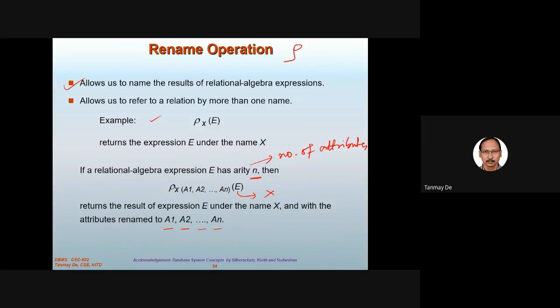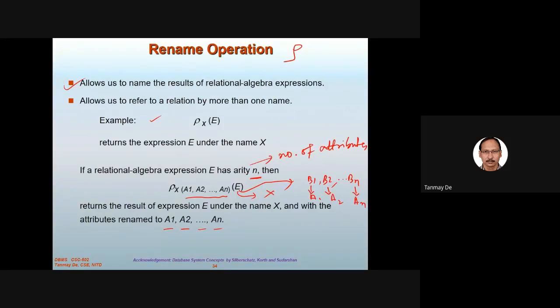Is it clear? There may be a case where in e the attributes are, say, b1, b2 up to bn. So if we write this, then b1 is changed to the name a1, b2 is also known by the name a2, and bn is known by the name an. Is it clear?